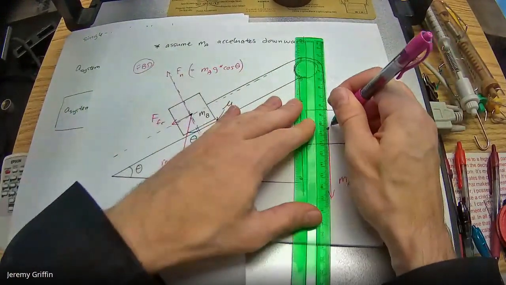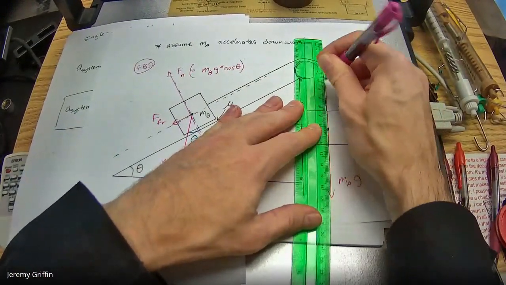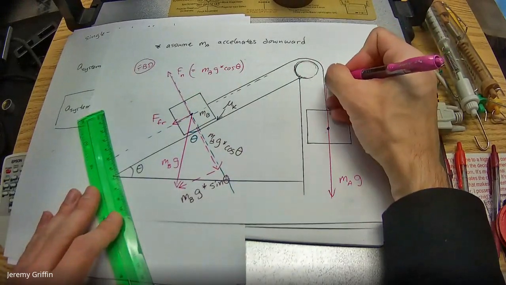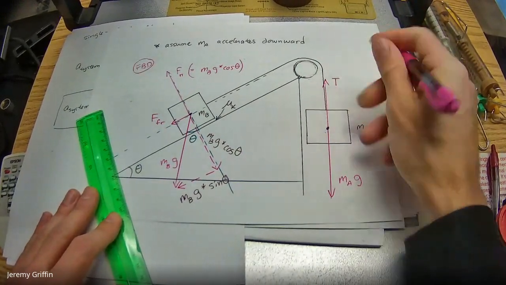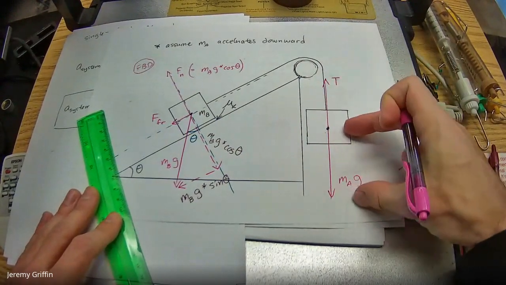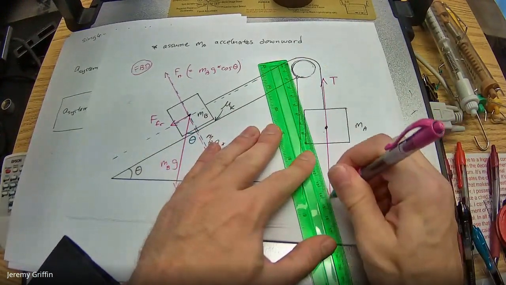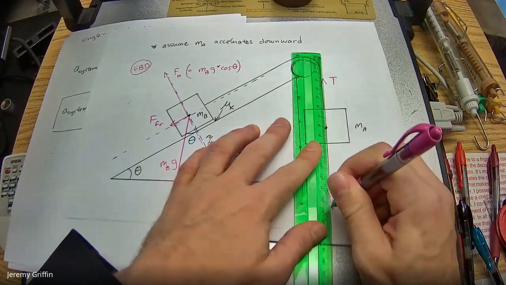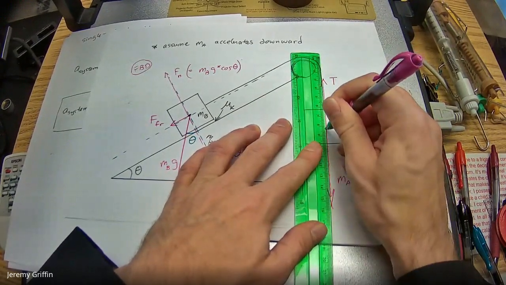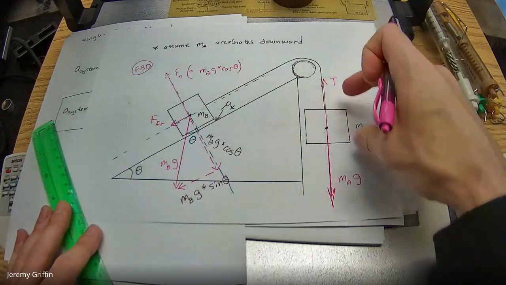Mass A has a tension pulling up, which I'll make pretty big, but it has to be less than the weight of block A. See how the weight of block A is a little bit more than the tension? Or try to draw it that way. Maybe I should exaggerate that a bit more. So the tension is less than the weight of block A.